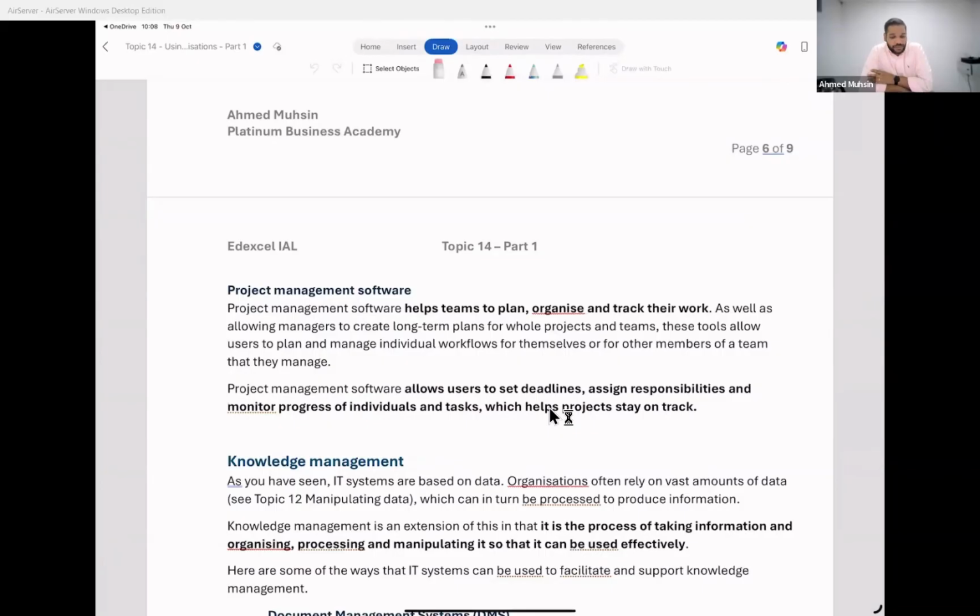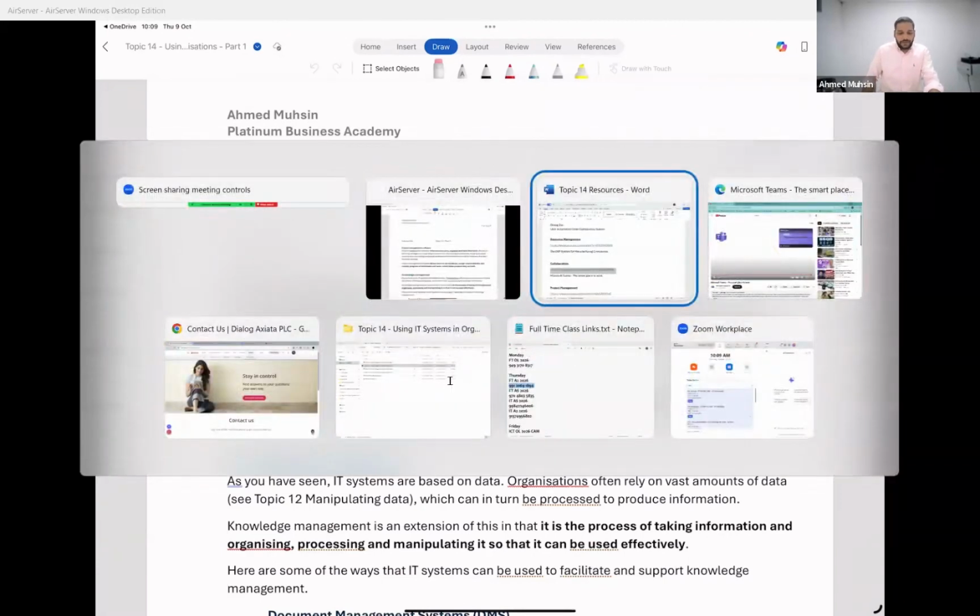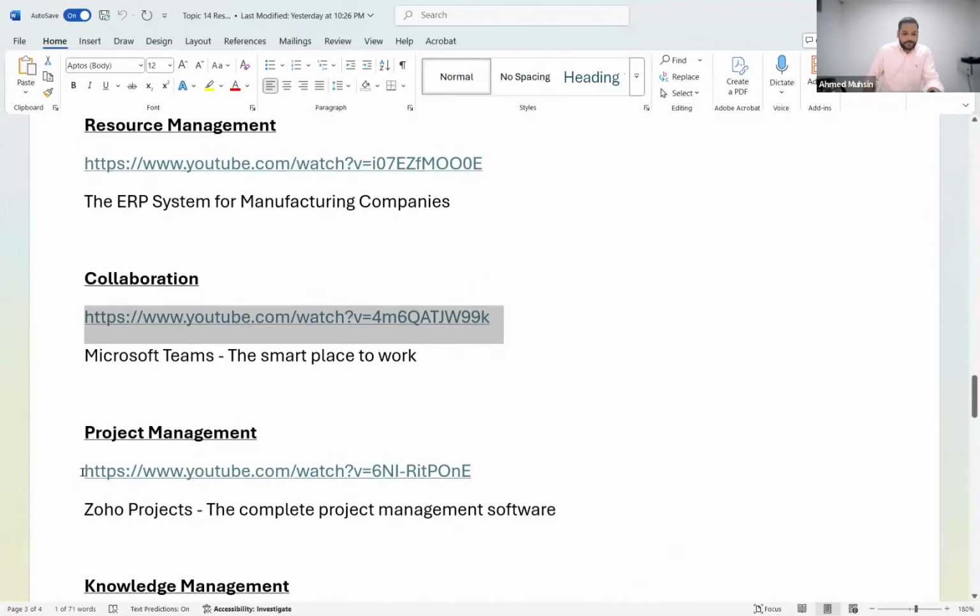Can you guys go through it? Project management software helps teams to plan, organize, and track their work, as well as allowing managers to create long-term plans for whole projects and teams. These tools allow users to plan and manage individual workflows for themselves or for other members of a team. You guys read it, guys. I think I have a video here to show you all.